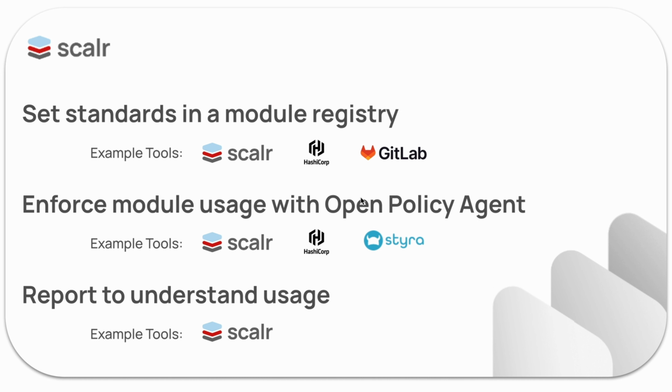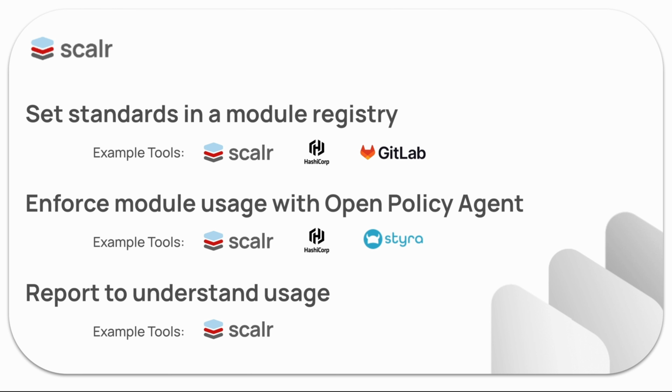The next phase is enforcing modules through Open Policy Agent. Just because your users have a module registry available to them doesn't necessarily mean that they're going to follow that, or that there aren't ways to get around using those standards. What Open Policy Agent does is allow you to create rules to enforce that if a resource is created, it must be done so from a specific source and a specific module. A couple example tools out there for this: again, Scalr, HashiCorp, as well as Styra, who is the organization that actually has created and manages Open Policy Agent.